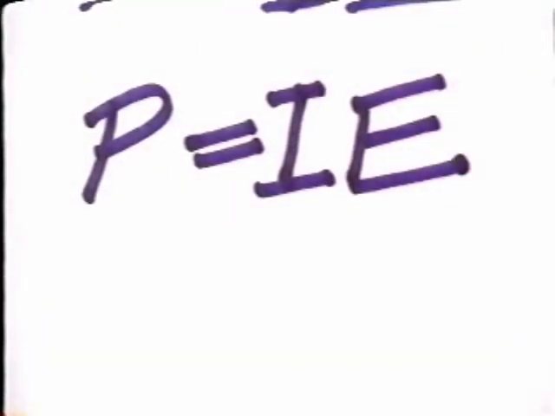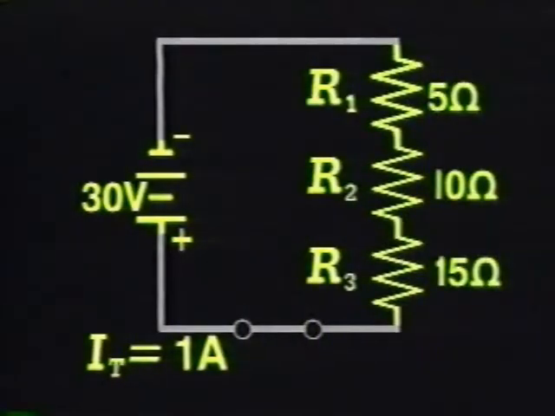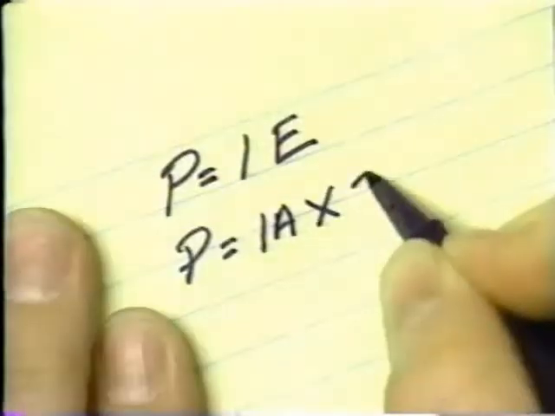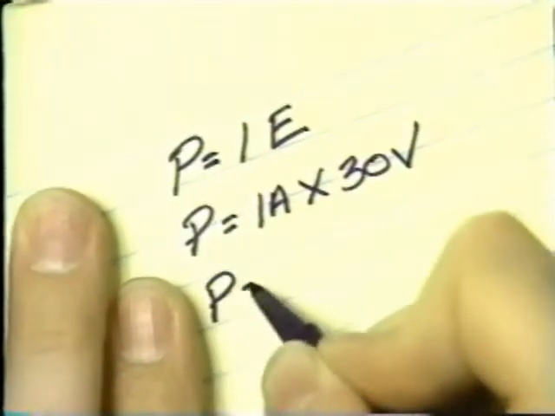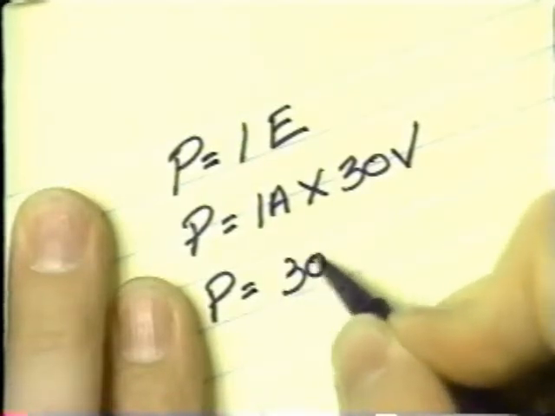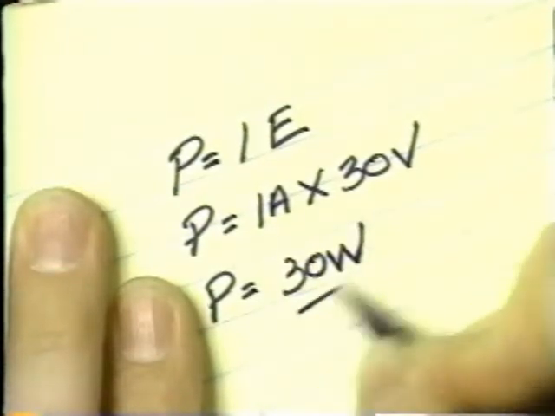Now let's look at power in a series circuit. You already know from the previous program that power, P, equals current, I, times voltage, E. Don't forget that V is being used for E in this program. Go back to the earlier circuit with these values and calculate the total power by multiplying the total current, 1 amp, by the total voltage, 30 volts. This results in 30 watts.